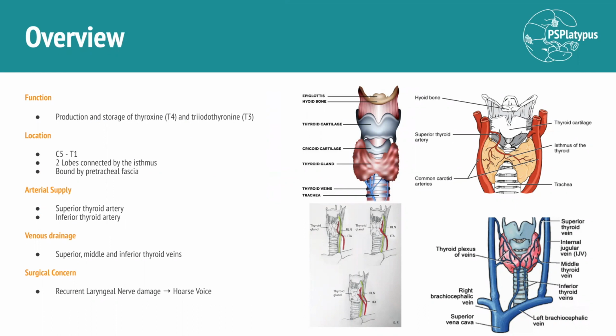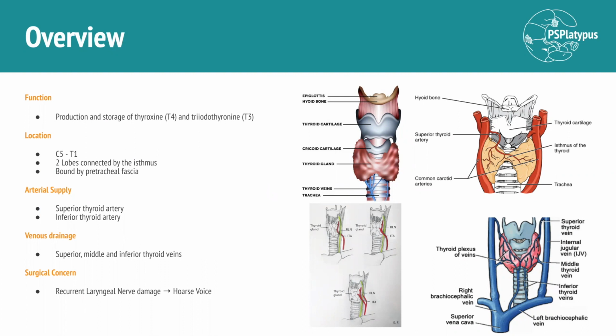It is located between C5 and T1, and it consists of two lobes, a left one and a right lobe, connected in the center by the isthmus, which is basically a continuation of the lobes, but it forms the bridge between the two lobes. It is bound by pretracheal fascia, which you will learn more about in head and neck anatomy next semester.